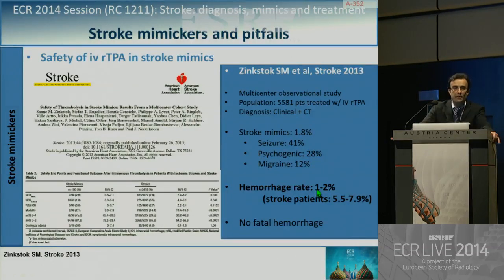There was no fatal hemorrhage in this group. And it was clearly much lower than the rate of brain hemorrhage, of course, associated with the real stroke patients. And this number, the hemorrhage rate of 1 to 2%, is more or less the same rate of hemorrhage that you get when you do thrombolysis for myocardial infarction.